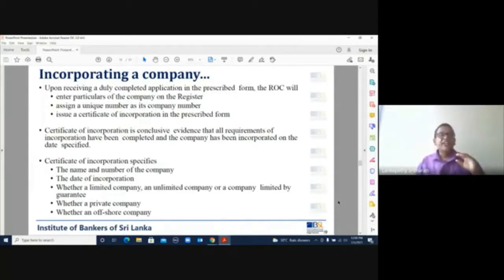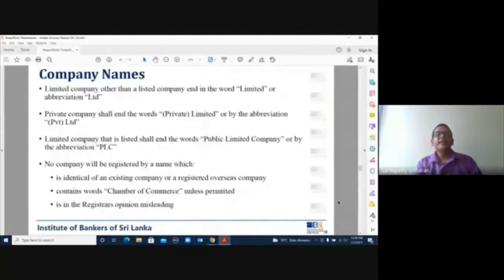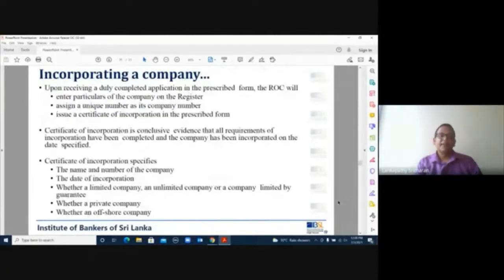And the certificate of incorporation specifies the name and number of the company, the date of incorporation, whether it is a limited company, an unlimited company or a company limited by guarantee, whether a private company, whether an offshore company. All sorts of details will be included in that particular certificate of incorporation.